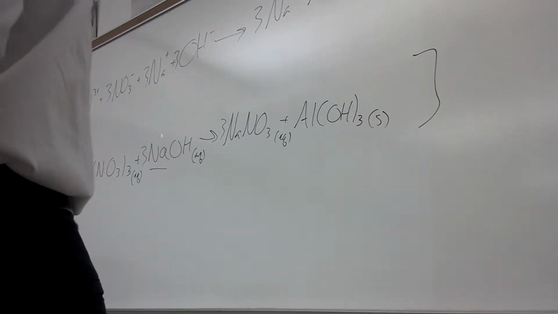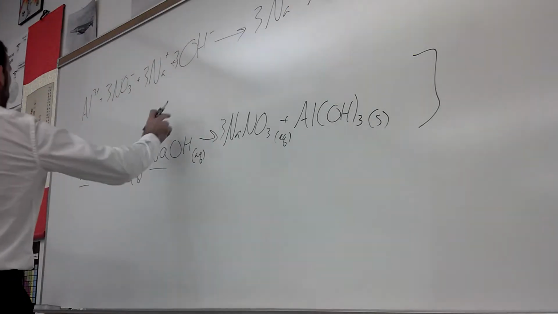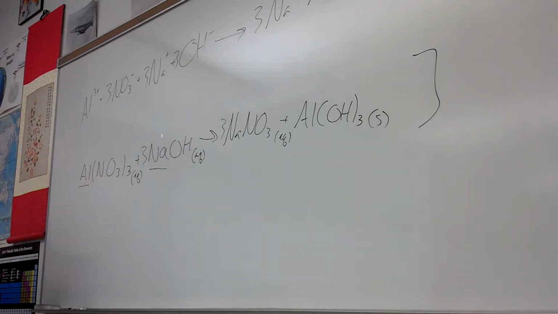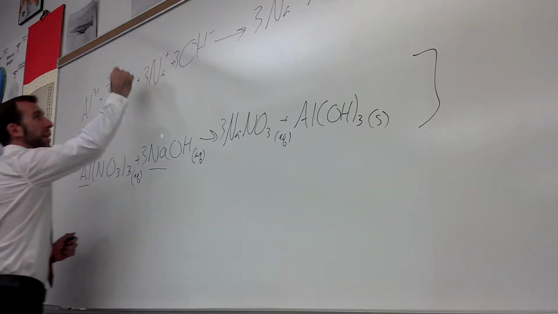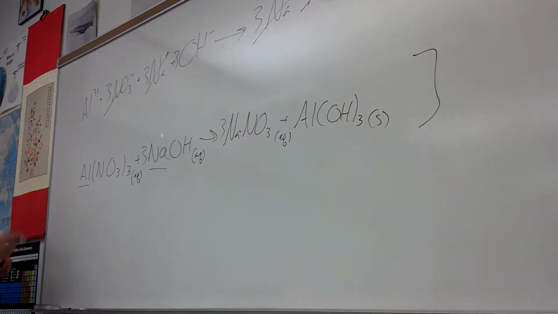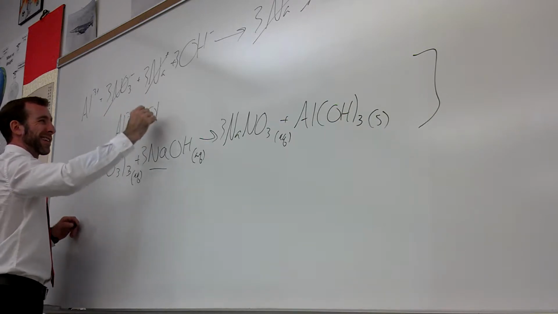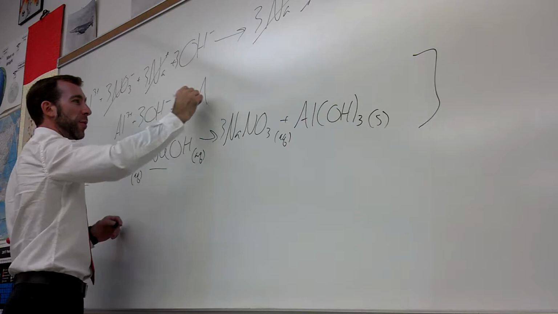All right, sorry, I lost my train of thought. What were we talking about? Oh, we were going to end it. Okay, so net ionic. What things are the same on both sides? Sodium and nitrate. So these are spectators. They're watching. So what are you left with? The aluminum sees the hydroxides, and it becomes aluminum hydroxide.